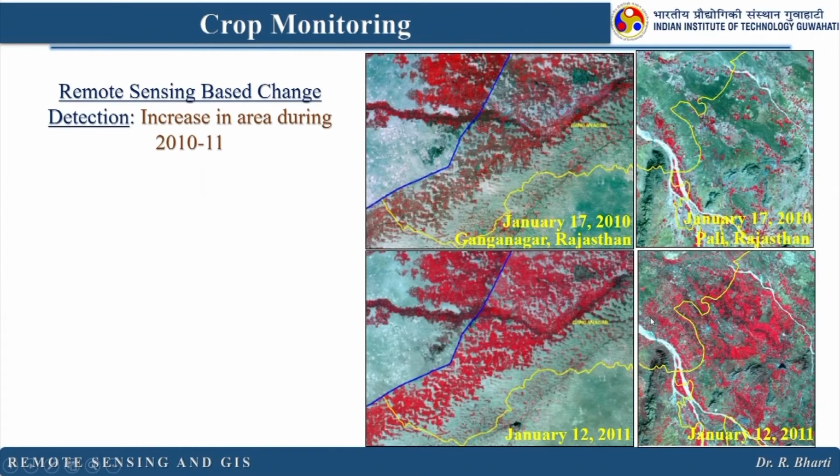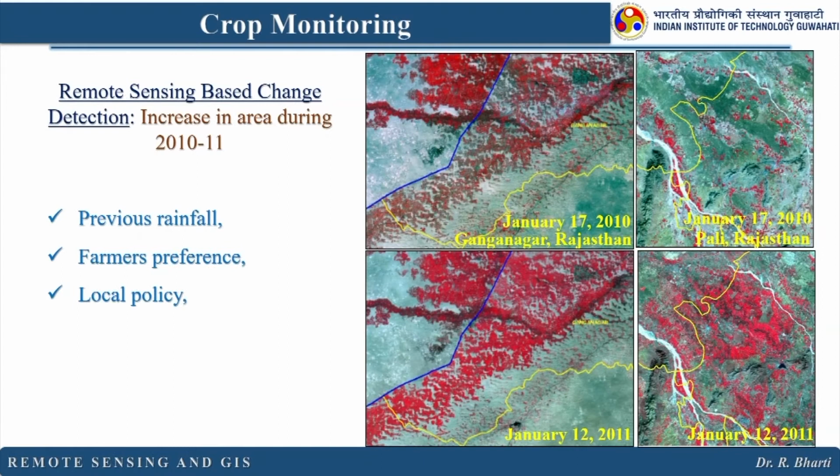Then next one is remote sensing based change detection. I already showed you one example here for 2010 and 11. And basically for this one you need to have the data like previous rainfall, farmers preference, local policy, then you can integrate all these things in GIS environment and you can perform the analysis.